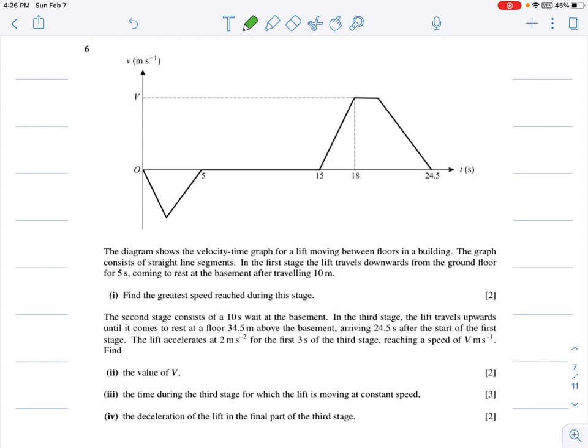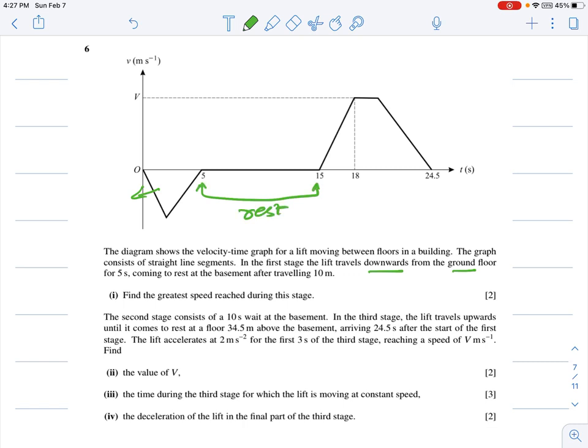Coming to question number 6. The diagram shows the velocity graph for a lift moving between the floors in a building. The graph consists of straight line segments. In the first stage of the graph, the lift travels downwards. That's why the graph is on the negative side from the ground floor. It moves downwards for 5 seconds, and then comes to rest at the basement for 10 seconds. So from 5 seconds to 15 seconds, it is at rest.